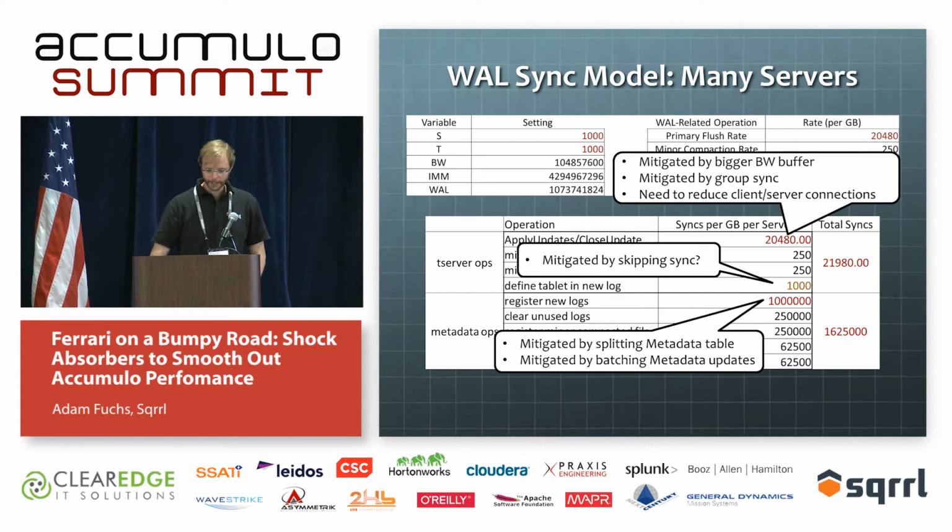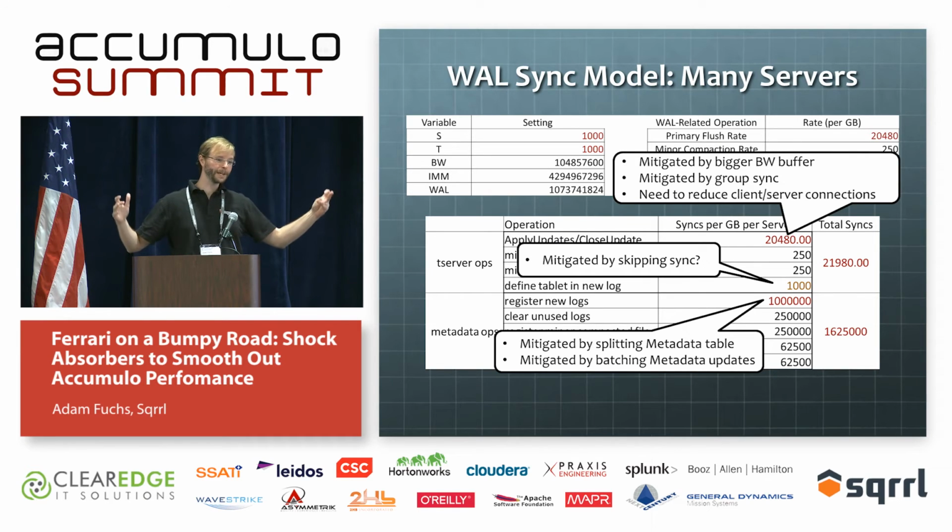All right, so let's take a look at what's happening here. We've got a lot of apply update and close updates being synchronized, and those are happening locally. So we've got 20,000 of those for writing 1 gigabyte locally. How do we mitigate that? We can change a few settings. Maybe our batch writer buffer, instead of 100 megabytes, we can change that to 1 gigabyte. That's going to basically cut this number by a factor of 10, so that could be a huge difference here.